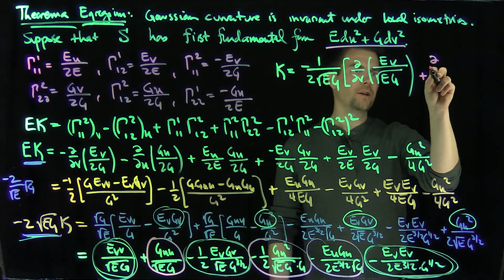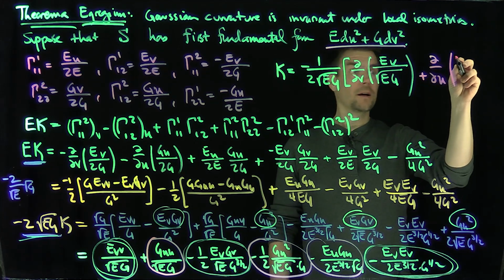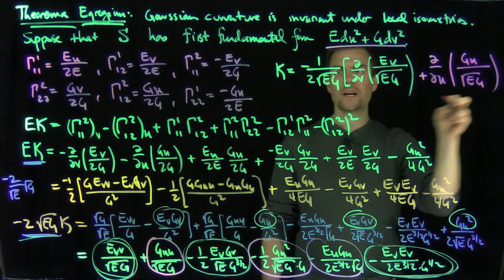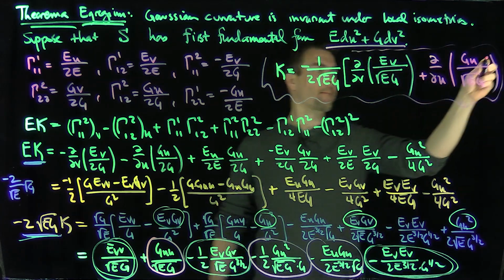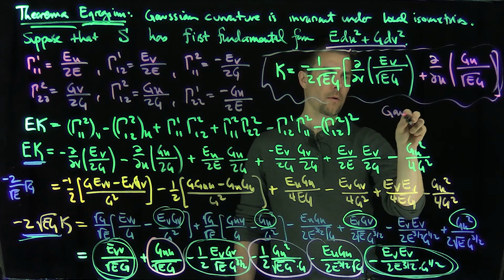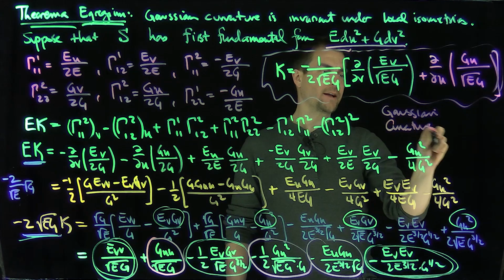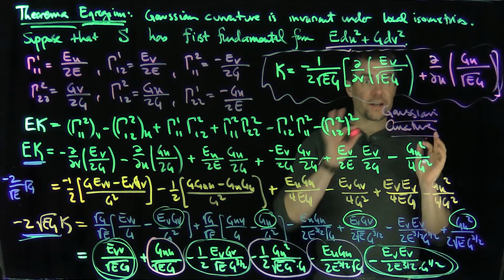Plus d by du of GU over the square root of EG. And this is our formula over here for the Gaussian curvature. This is our Gaussian curvature in the case when the middle term in the metric is equal to 0.